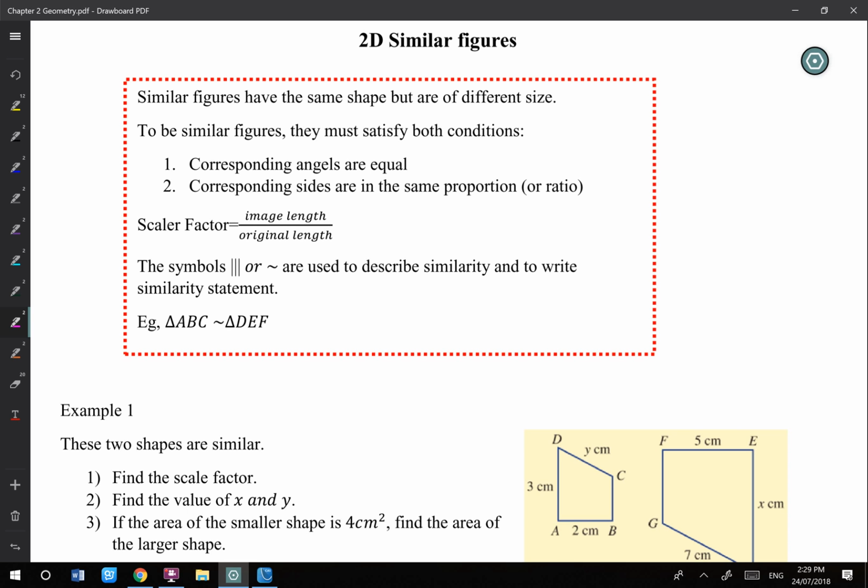About similar figures. Okay, what are similar figures? That's my first question. Second question is, what properties do we have for similar figures? We talk about two-dimensional shapes first, and then if necessary, we talk about three-dimensional shapes.